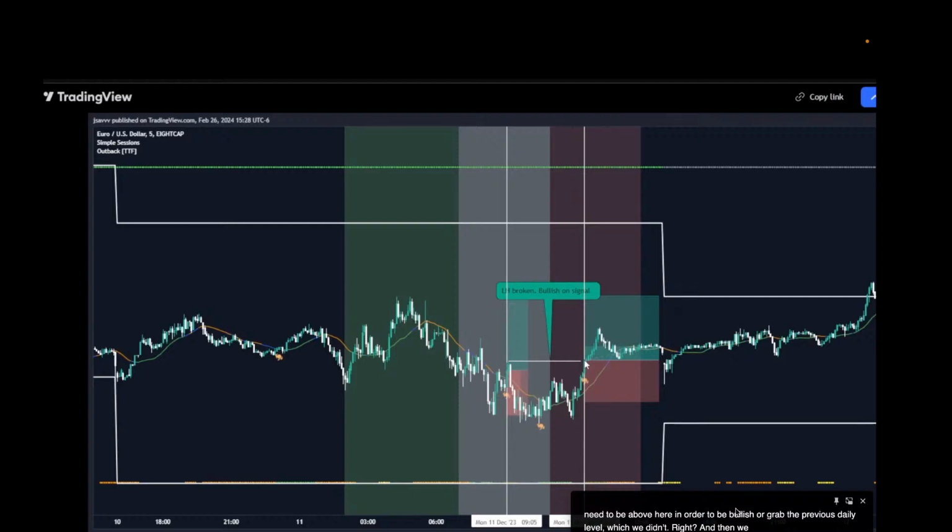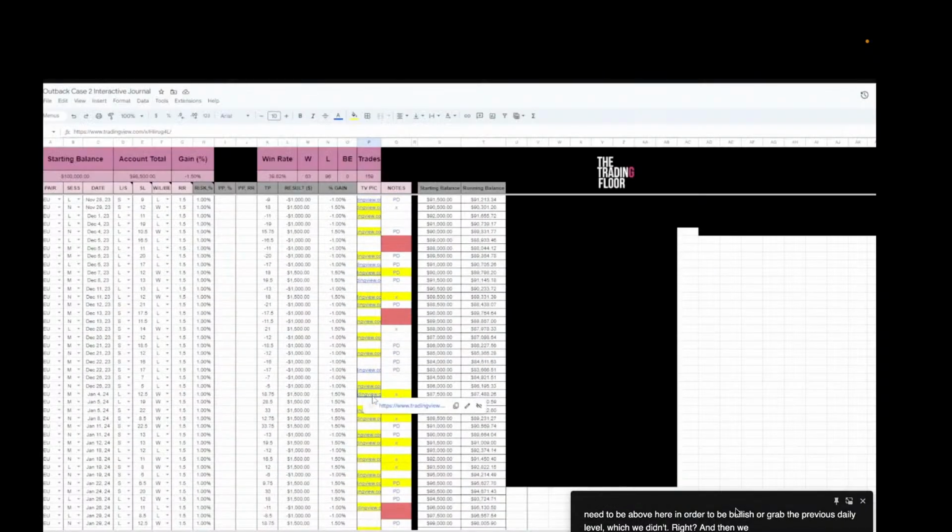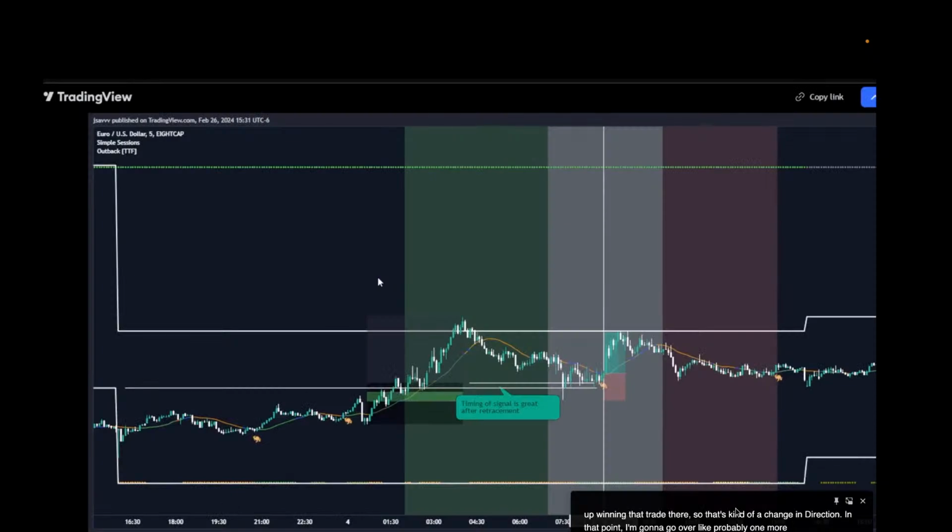Price barely breaks and closes above it with the outback signal. We're all good to go. And you end up winning that trade there. So that's kind of a change in direction at that point. And I'm going to go over probably one more and kind of call it a day.